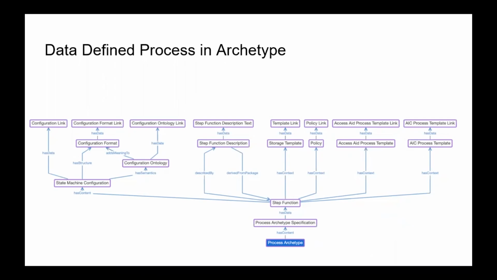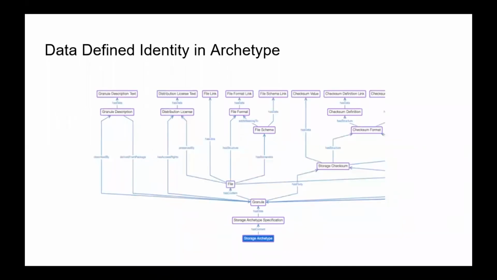which holds a link to the workflow configuration, describes it. It holds a link to downstream processes. Here's an example of an identity layer.